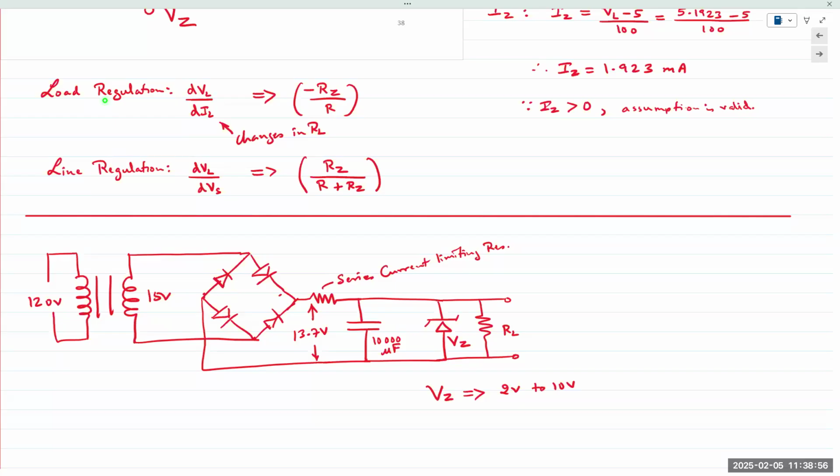And then there's line regulation. Line regulation is basically how well the Zener diode can function as a regulator in response to changes in the input line voltage. So it's dVL over dVs, the supply voltage.